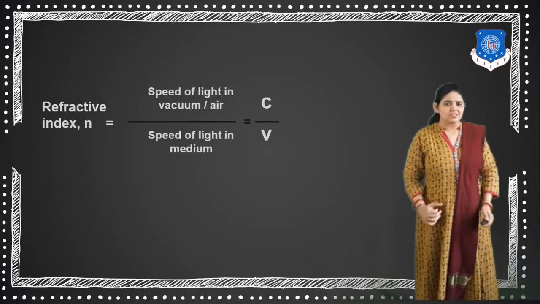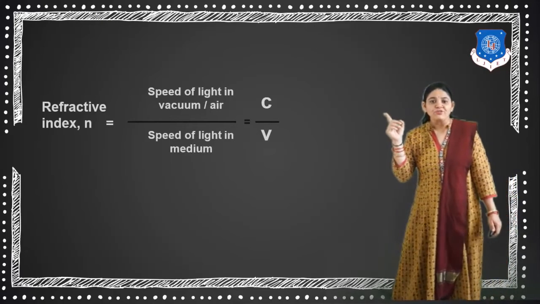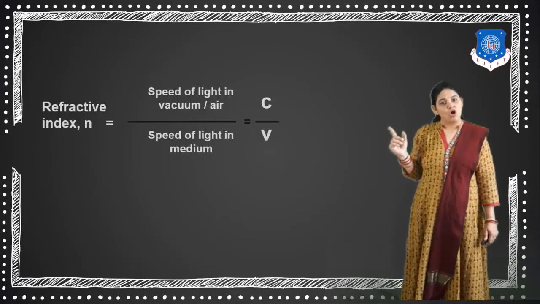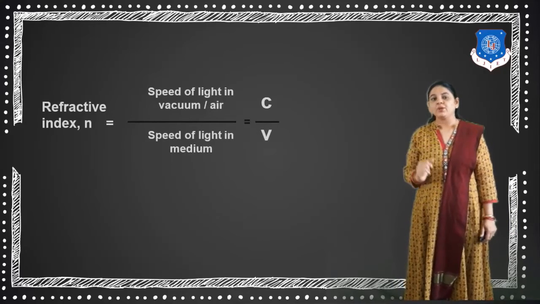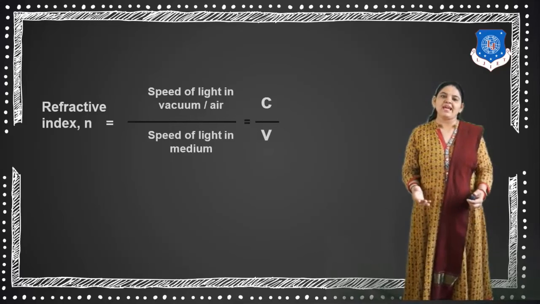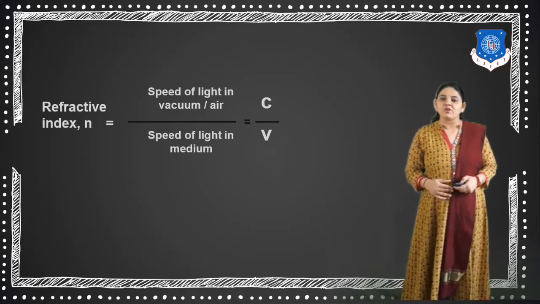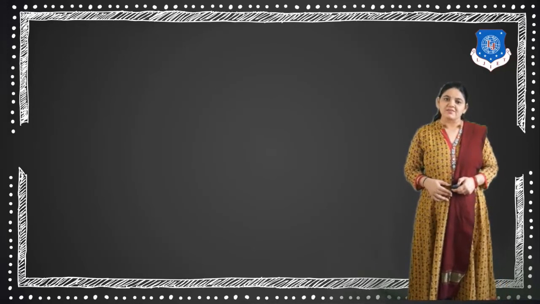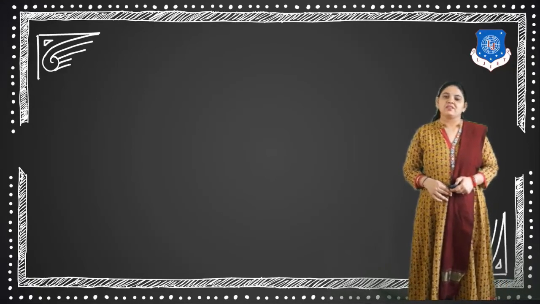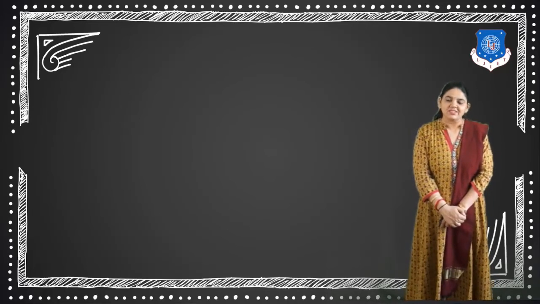So what is the definition of the refractive index? It is the speed of light in vacuum or air divided by the speed of light in the particular medium. We can write the speed of light as c, divided by the speed of light in the medium, v. So this way we can find the refractive index for a particular medium.